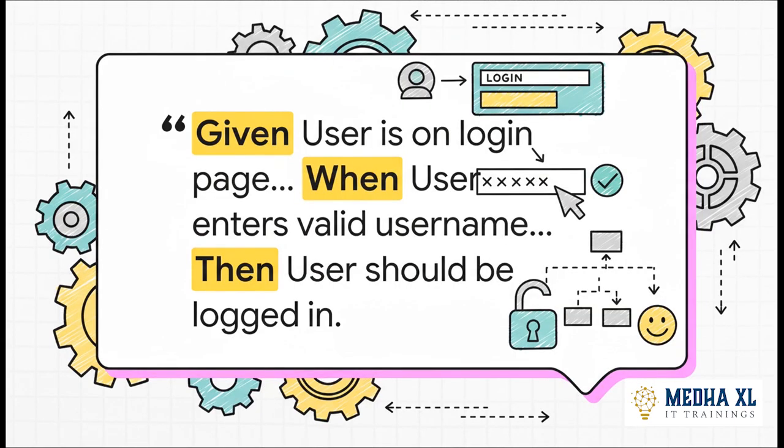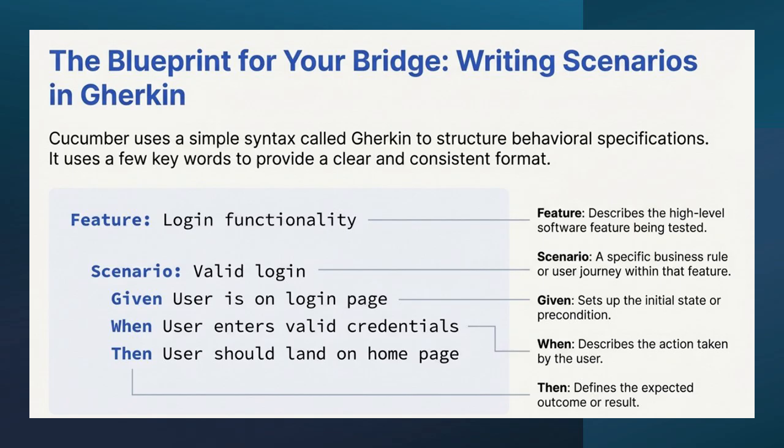The whole idea behind BDD is that development should be guided by the desired behavior of the application, described in a language that everyone, technical or not, can actually understand and agree on. And this is the language they use. It's called Gherkin, and it's built on this really simple but powerful structure. Given sets the scene. It's the starting point. When describes what a user does, some action, and then defines the outcome, the expected result. See? It's basically a little story that describes exactly how the software should behave, and you don't need a computer science degree to understand it.